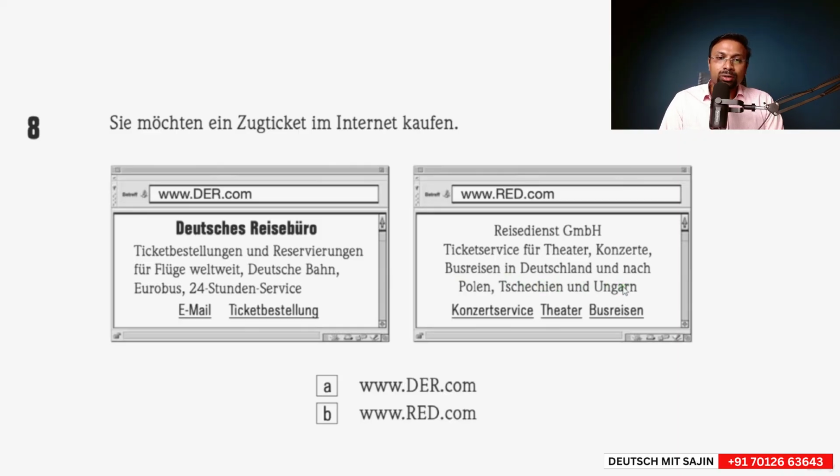Okay, so which one of those two will help us? Okay, so what would you say? It is the first one, Deutsches Reisebüro. Okay, because here it is about Deutsche Bahn, this is the German train.